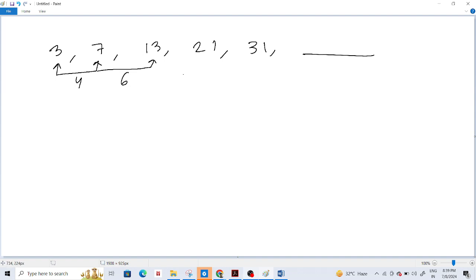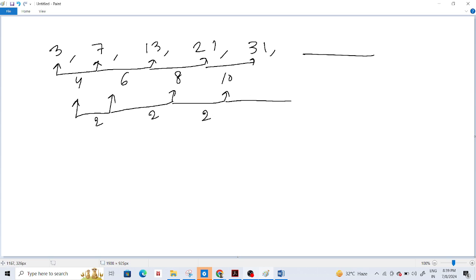13 minus 7, 6, 8, 10. I can see a pattern in the differences. The differences have a difference of 2, right? So what is going to be the next difference? That is 12. 31 plus 12, that is 43.